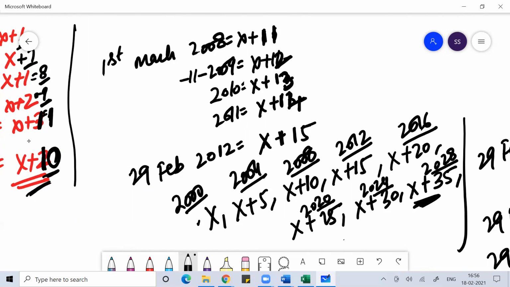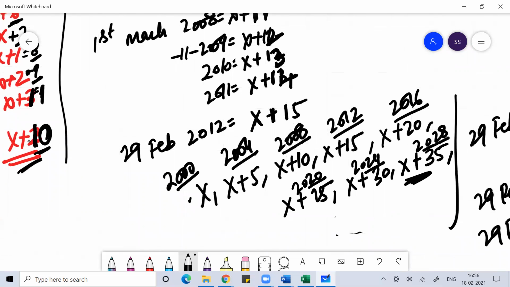Exactly the same. 29 February 2000 was Tuesday. 29 February 2004 was Sunday. 29 February 2008 is Friday. 29 February 2012 is Wednesday. 29 February 2016 is Monday. 29 February 2020 is Tuesday plus 4, which means Saturday. 29 February 2024 is Thursday. 29 February 2028 will be Tuesday. So this will repeat after every 28 years.